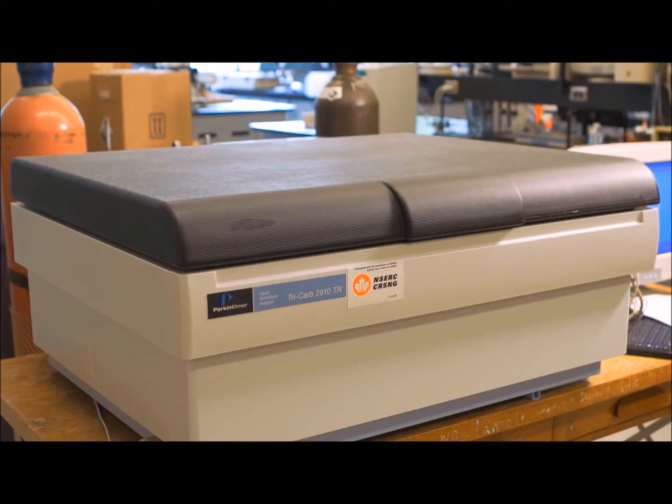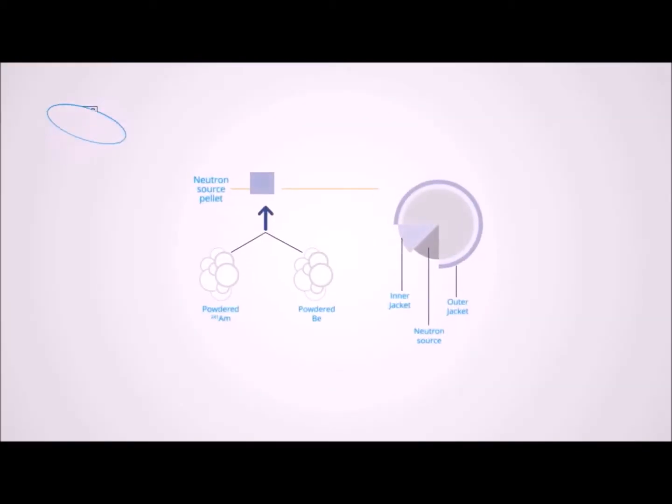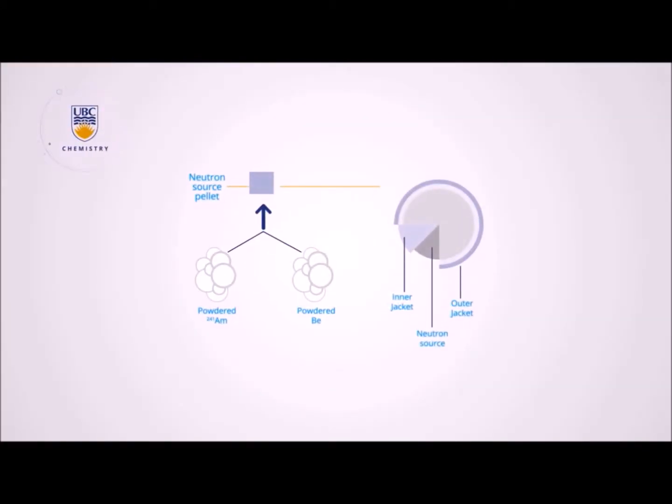We'll first look at the neutron source. The americium-beryllium neutron source is an alpha neutron source. In its radioactive decay, americium emits alpha particles, and the beryllium captures them and then emits neutrons. Powdered americium and beryllium are compressed together into a homogeneous pellet, forming the source. The source has an activity of 1 Curie.